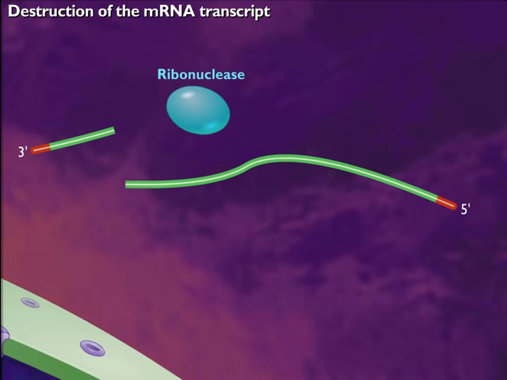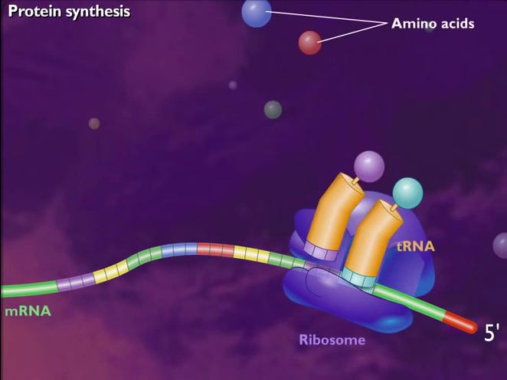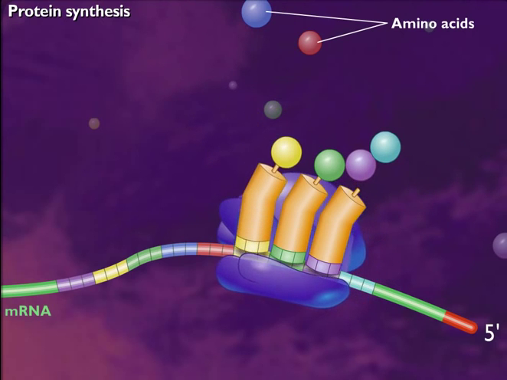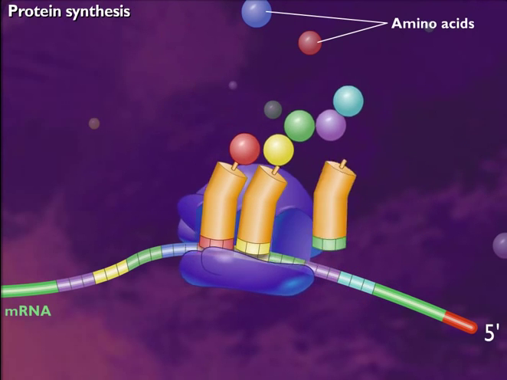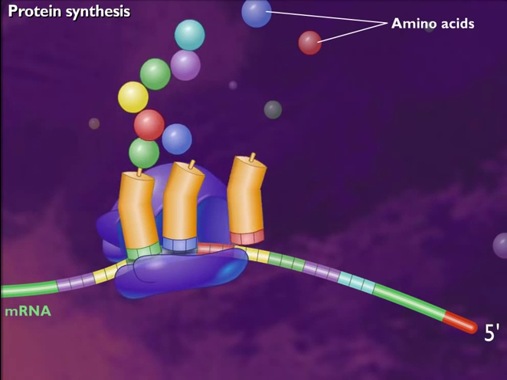Many different proteins and amino acids take part in the translation process. The rate of gene expression can be regulated by speeding up or slowing down protein synthesis. The availability of any of the proteins or amino acids can alter the rate of the protein synthesis.